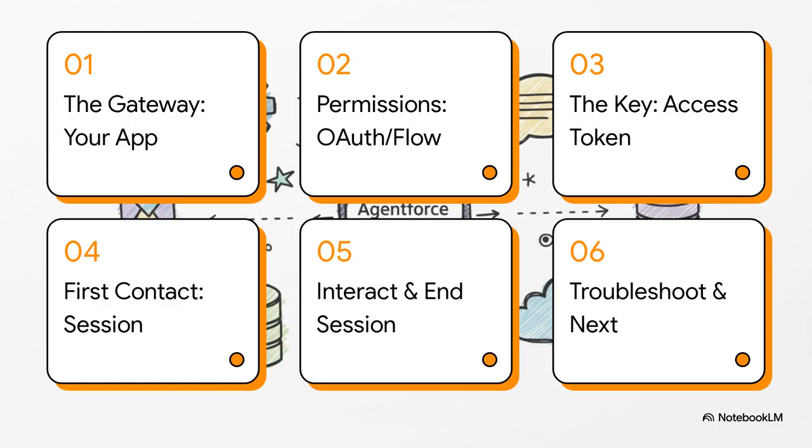All right, our journey today has 6 main parts. We'll start by building that secure gateway, which is our app. Then we'll give it the right permissions and forge our access key. With that key in hand, we'll start a session, have a little chat with our agent, and finally, I'll show you how to troubleshoot common issues and what you can explore next.